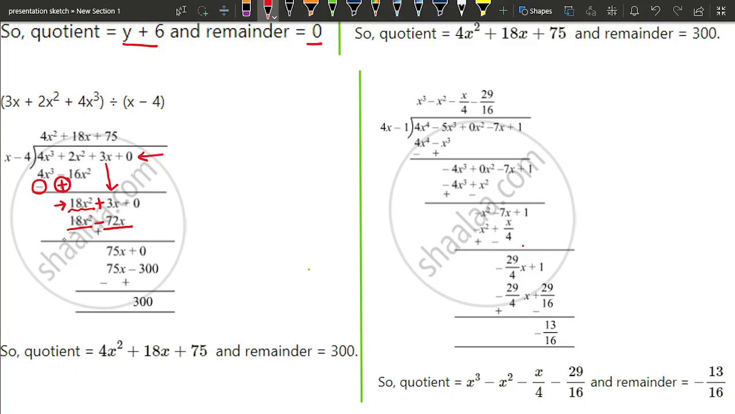Now the next thing is to change the sign. Here 18x minus 18x square will give you 0 obviously, and here the original sign is minus 72x, which is going to be changed to plus 72x. Now 3x and plus 72x will give you 75x, and this is how we carry on. Again it is the same thing.